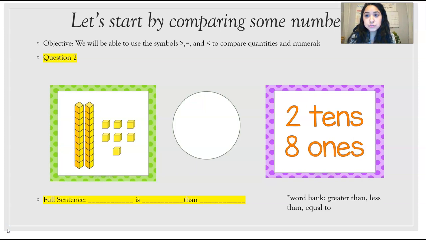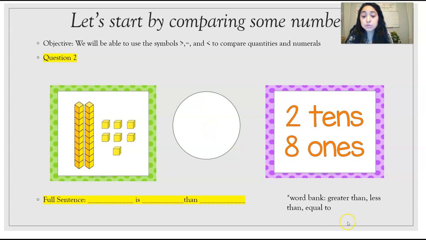For question 2, we're going to do the same thing, but now we're seeing the number in word form and the number in drawing form. So first, you're going to have to figure out how many each has. So you're going to have to label them. Well, you don't have to label them, but you can write them down, and then you can use the greater than, less than, or equal to sign and place it right in here. So you should be able to go ahead and just type it in there and it should work.